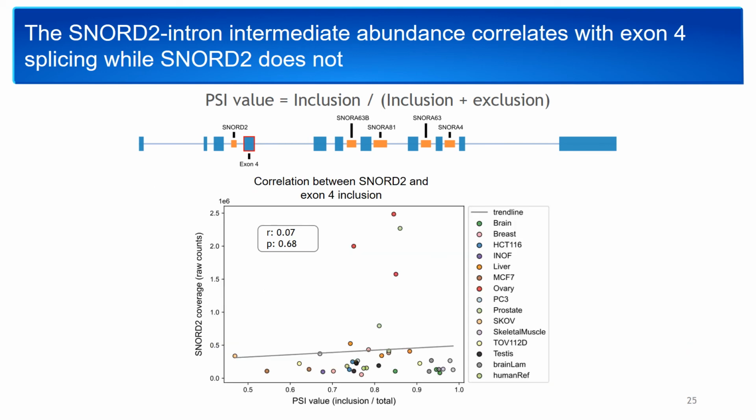In contrast, we found no correlation between the PSI value of exon 4 and snoR2 alone, confirming that snoR2 intron RNA, but not the mature snoR2, is linked to the splicing of its host gene.